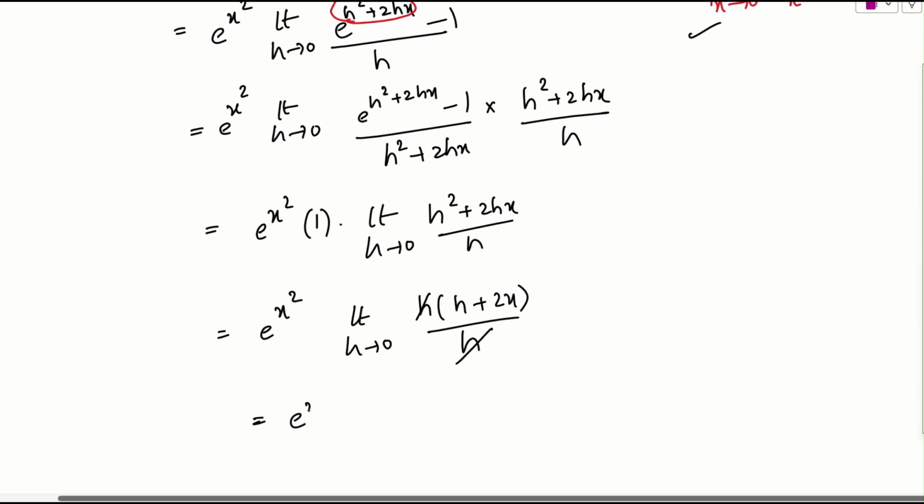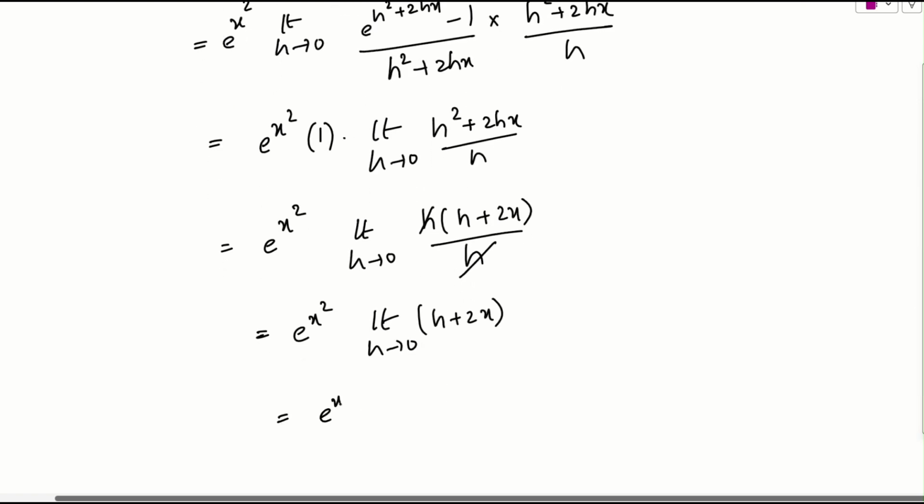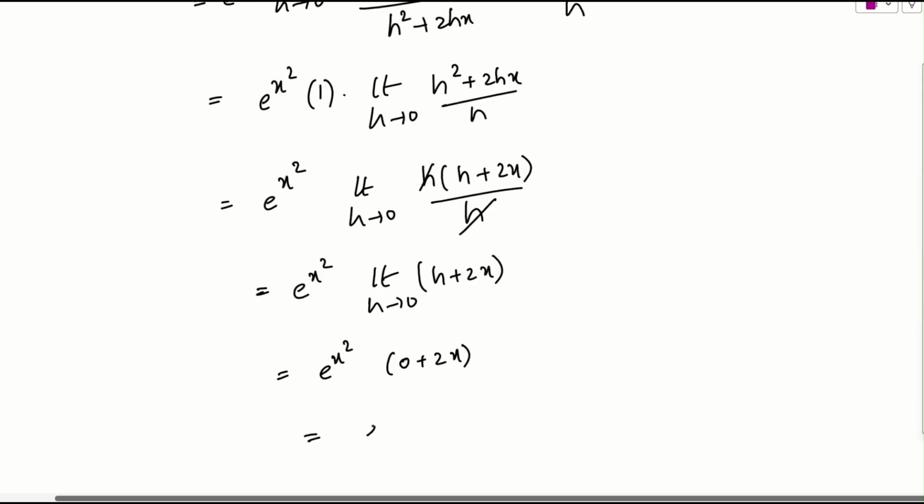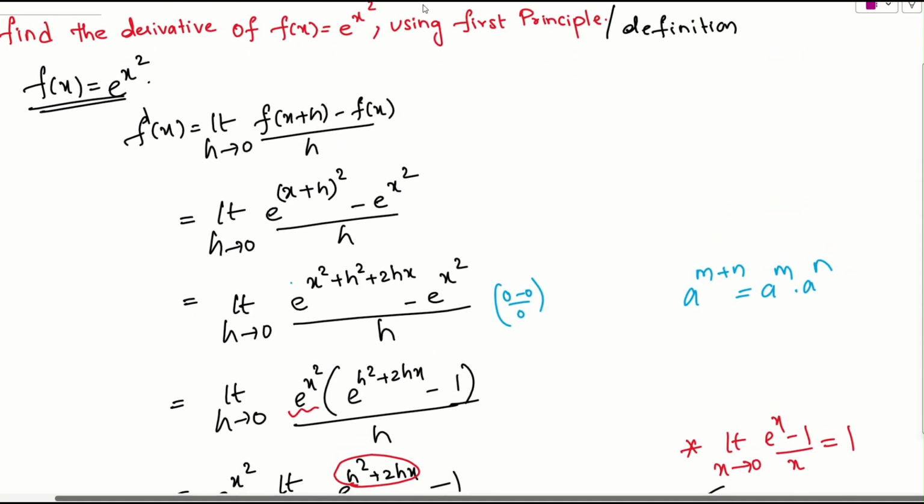From this I can say that e power of x square, I'll be left with limit h tends to 0 of h plus 2x. Wherever h is there, replace it with the 0 value. e power of x square times 0 plus 2x, it is always e power of x square into 2x. What is this? This is f dash of x. What is it? e power of x square, its derivative. Okay. I think you got it, right? If you have any doubts, just let me know. Thank you.